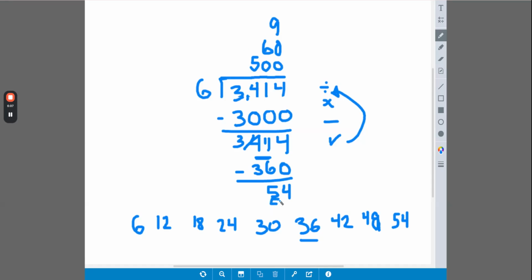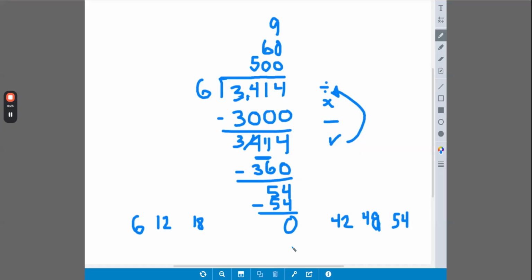So that would be 54. And I'd be left with... I'm making a mess of this. That's okay. That's what the scratch paper's for, right? So erase some of these multiples of 6, and I'm left with 0.